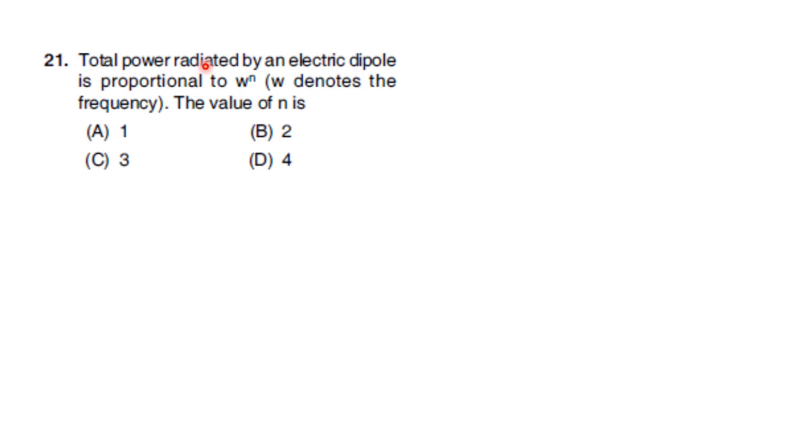Next question is, total power radiated by an electric dipole is proportional to omega raised to n, where omega denotes the frequency. The value of n is... this is a most frequently asked question. Here the total power depends on the fourth power of the frequency. Option D is correct.